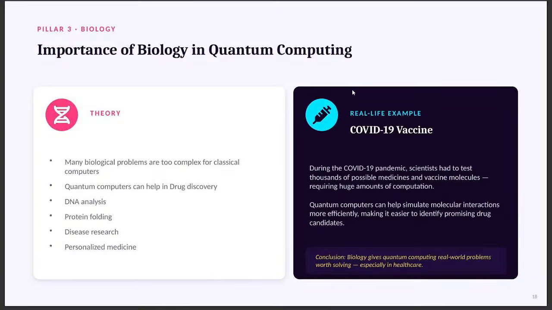Now many students get surprised. They ask, why do we need to learn biology? That is the major question that comes. Quantum computing is related to computers, right? Why are we studying biology? Can anyone say why we need to learn biology? Why is it important to learn biology?